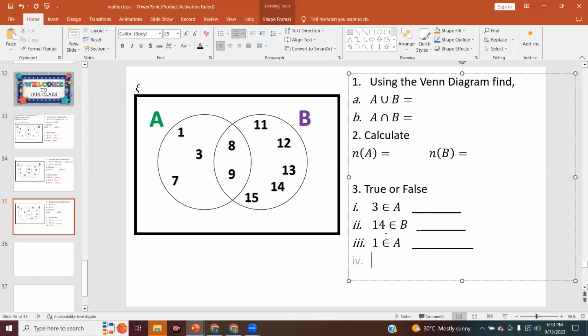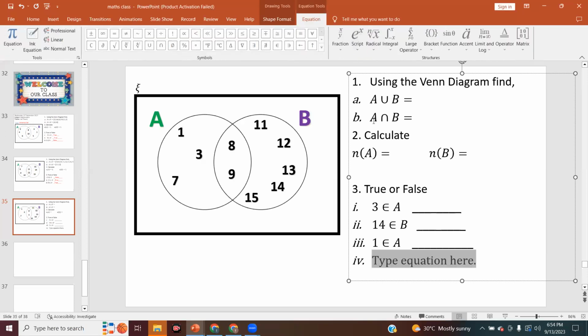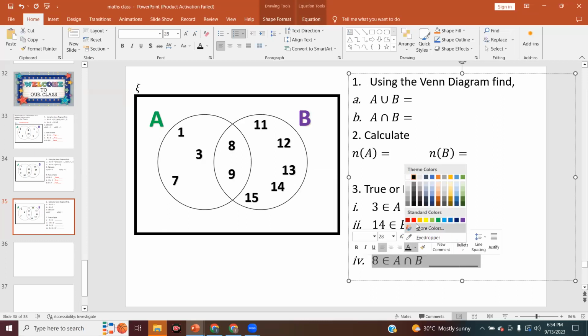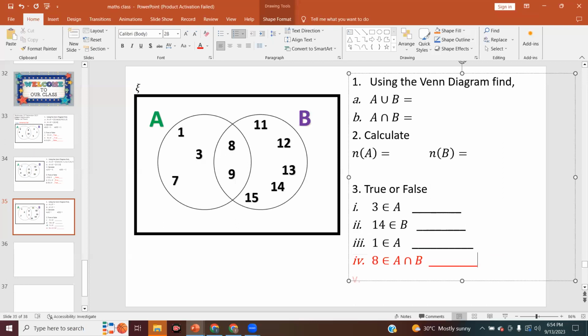So, 8 is an element of 8. Is that true or is that false? Number 4 is a bonus question, so be careful with number 4. Also number 5 as well.